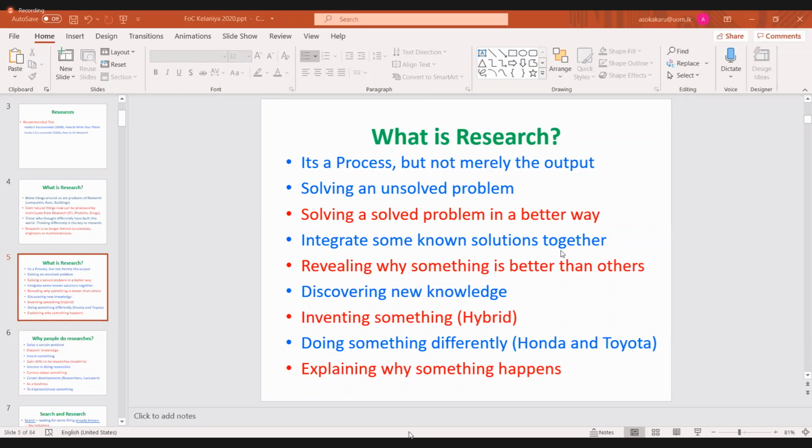So then discovering new knowledge. That is the scientist's term normally. If you discover something which is not known to people before. Okay. For example, if somebody discovers that coconut oil is bad for cholesterol, or some time ago, some people discovered that papaya leaf juice is good for dengue.